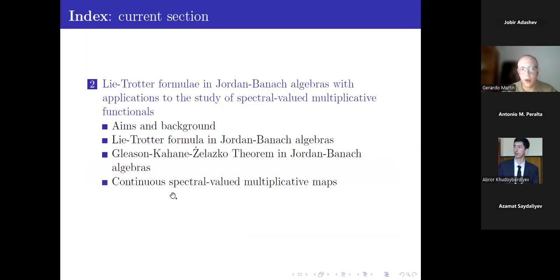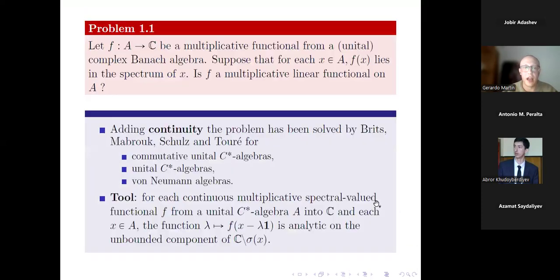And finally, let's focus on the problem of continuous spectral valued multiplicative maps. Now, if you remember in problem 1.1, in the case of associative algebras, we also wondered whether, when F is continuous, F is going to be linear also. Adding continuity to this associative problem has been solved by Briggs, Mabrouk, Schultz, and Touré for commutative unital C-star algebras, for unital C-star algebras, and for von Neumann algebras.